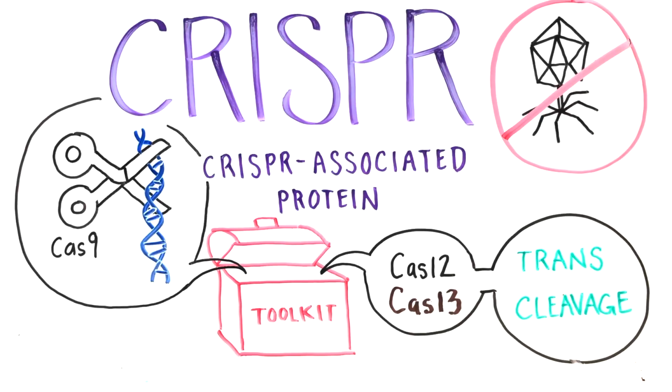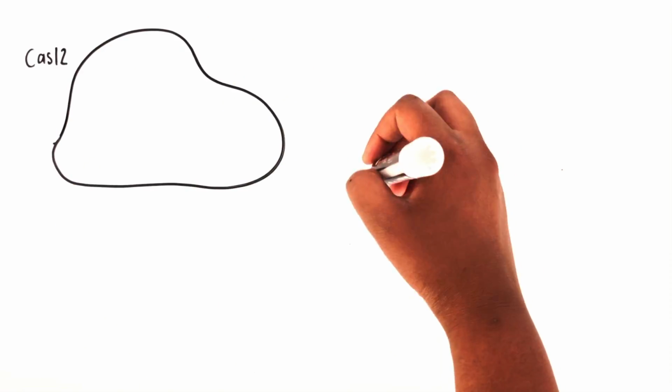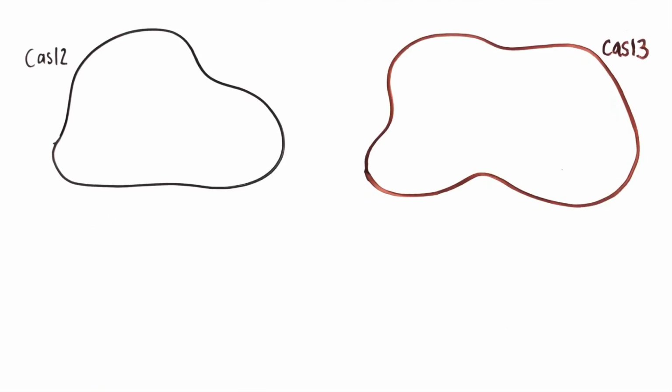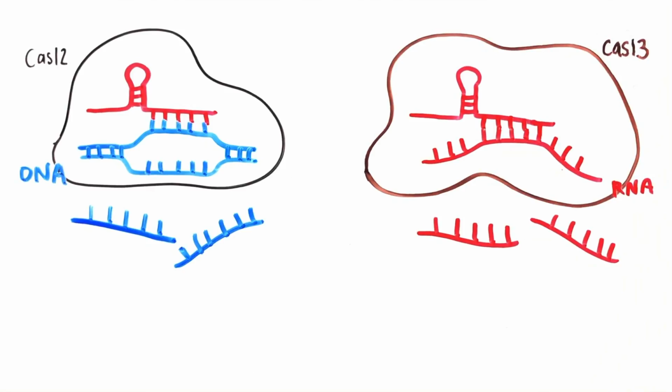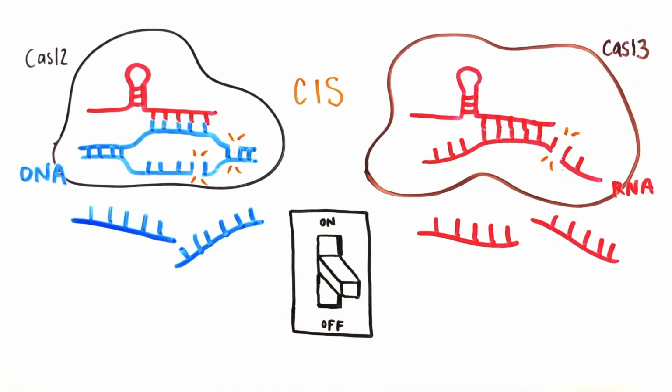detecting diseases. Like Cas9, Cas12 and Cas13 use a guide RNA to find matching or complementary sequences of nucleic acid. Cas12 recognizes and cuts DNA, while Cas13 cuts RNA. This process is known as cis cleavage. After finding a complementary target, Cas12 and Cas13 turn on their transcleavage.